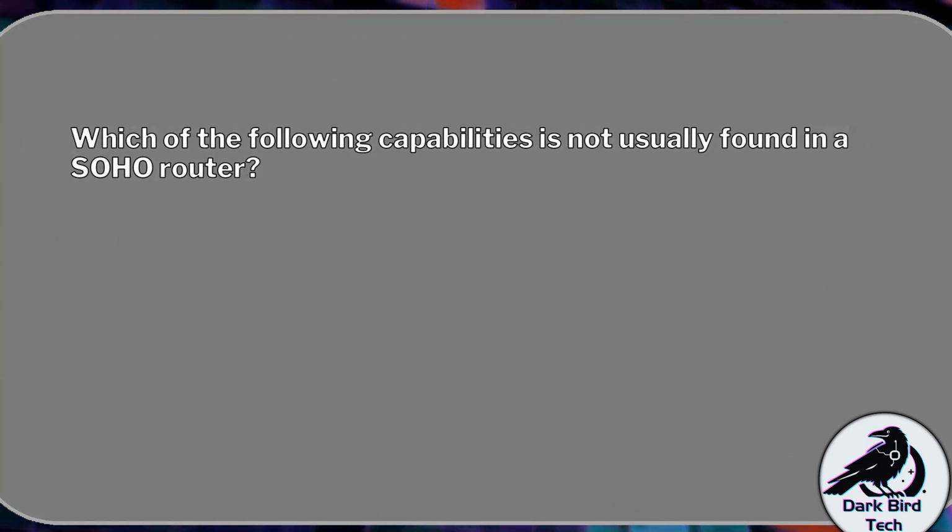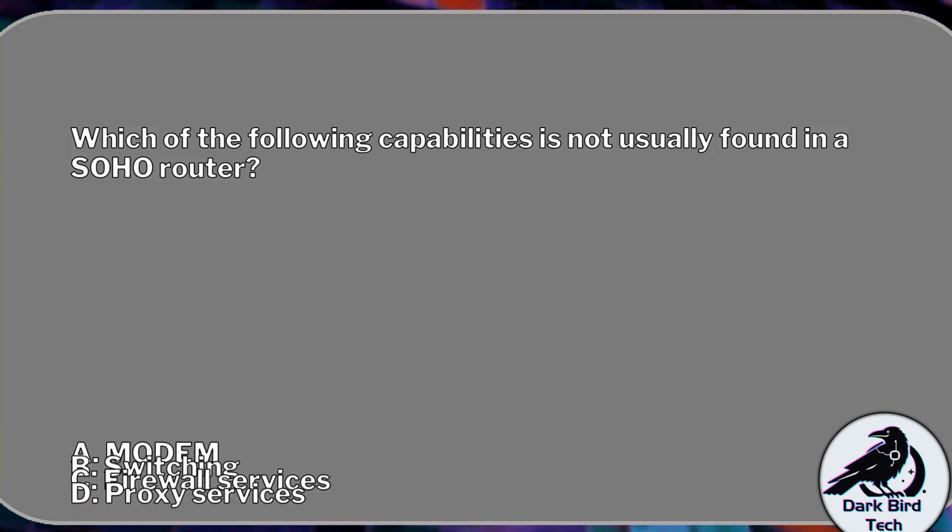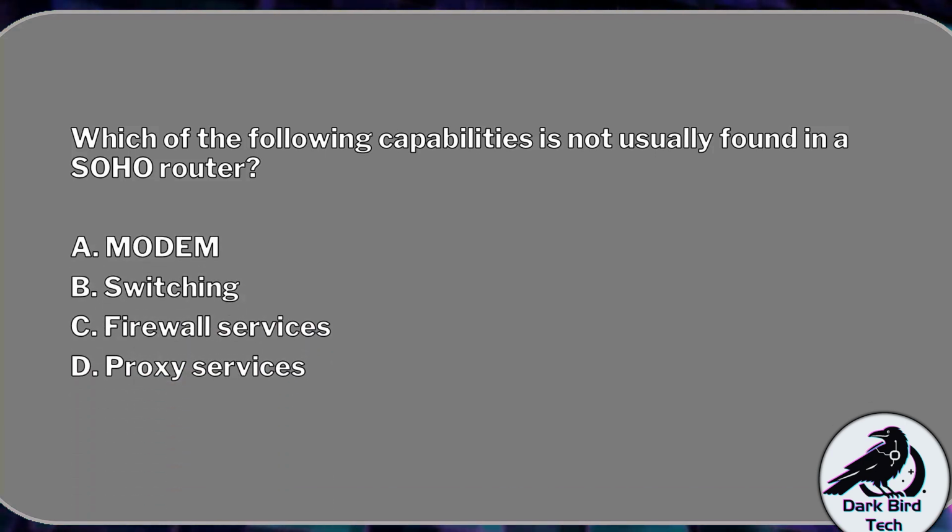Which of the following capabilities is not usually found in a SOHO router, or a small office home office router? Okay, so I'll let you think about the kinds of features and capabilities of your small office home office router. Pause if you want to, but here are our options. A modem, switching capabilities, firewall services, and proxy services.